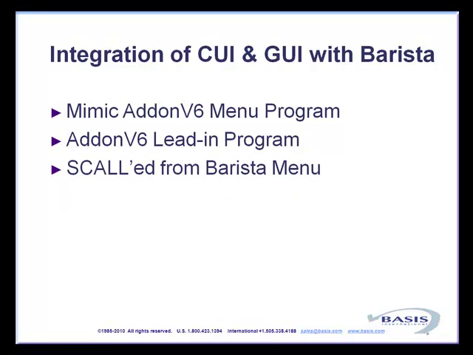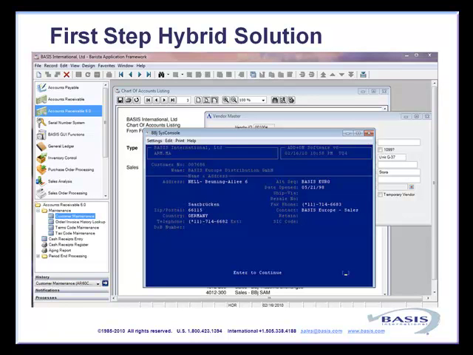And thereafter we S-called the lead-in program, passing to it the one parameter required, which is the program name that we wish to execute from that Addon version 6 menu program, and called this from the Barista menu. So now we see a seamless introduction of the character-based modules from within the GUI framework. Over here on the left we see Addon Accounts Receivable 6.0, and down below we see the sub-modules, the various components of that menu that are now launched, and over time we can slowly migrate those to GUI versions.